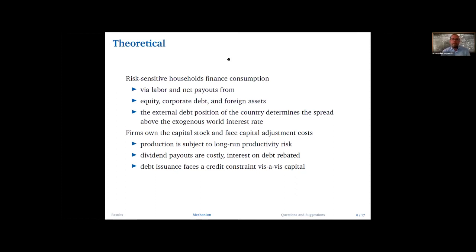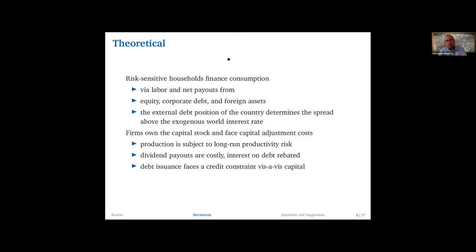Theoretical model, we already saw plenty of equations. As I said, this shotgun wedding is not nice. I think it's a very congenial wedding of these three models. We have risk-sensitive household finances consumption, we have labor, and then we have net payouts from three different types of assets: equity, corporate debt, and foreign assets. And this external debt position of the country is determining the spread above the exogenous world interest rate, as Sam laid out. This is a mechanism like Schmitt-Grohé and Uribe, among others. So that's perfectly understandable, something we should all be familiar with.